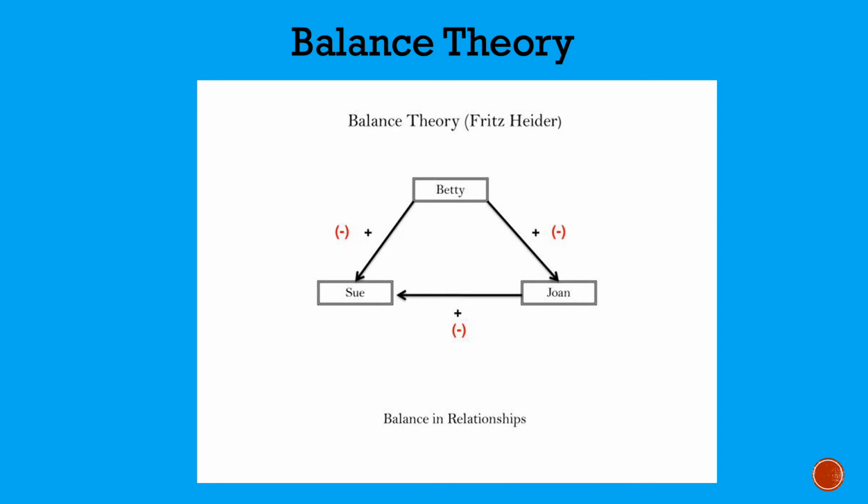So maybe Sue and Joan mend their fences and decide they like each other. That would bring the system back into balance. Or maybe Betty develops a negative attitude towards one of the other two, and there's just a positive relationship between her and Joan. She no longer likes Sue. Well, now the fact that Sue and Joan don't get along doesn't create a problem anymore, so the system is balanced again. So basically, a lack of balance in the system creates pressure to change something.